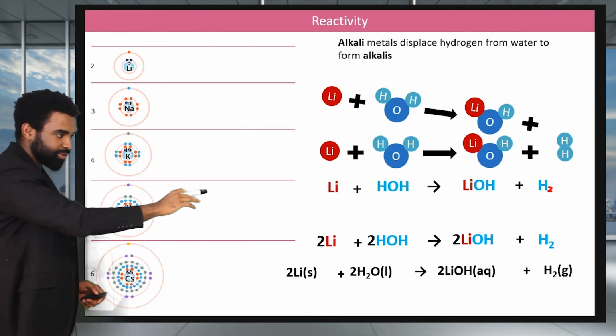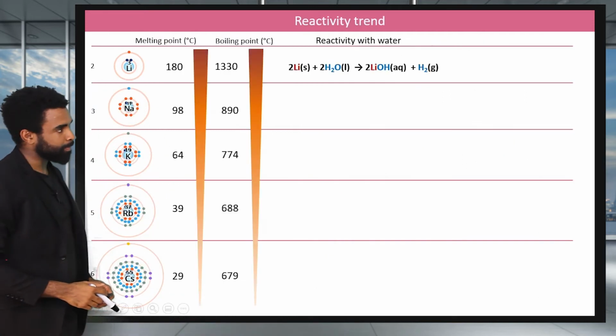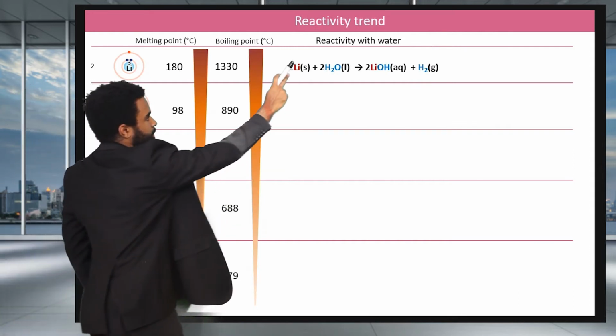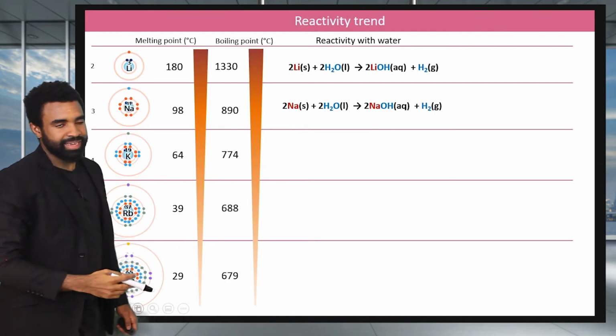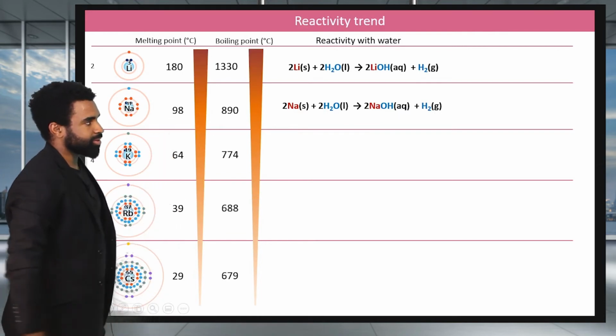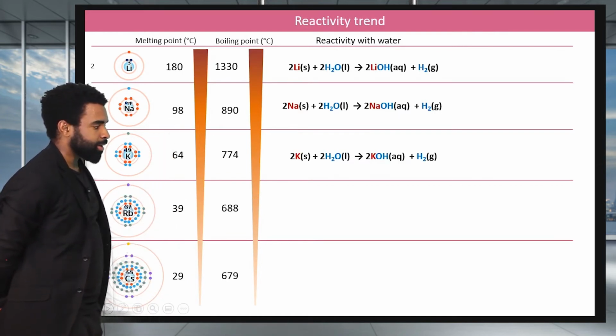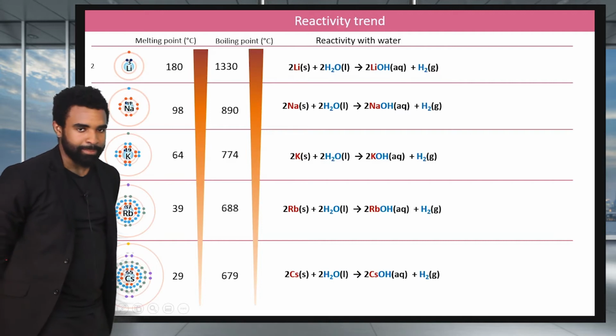So that's the reaction of lithium with water. Now we can just replace lithium with any of the other alkali metals, and the reaction looks exactly the same. We just change out the red guy. So we have sodium there, potassium, rubidium, and cesium.